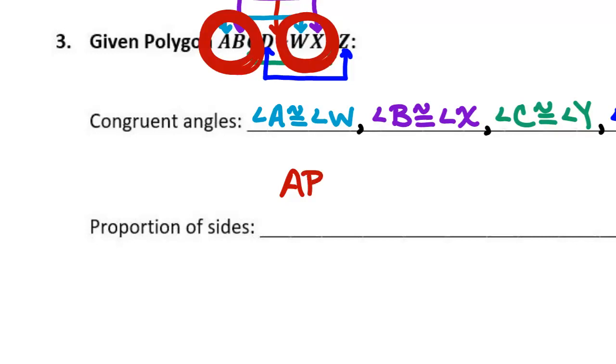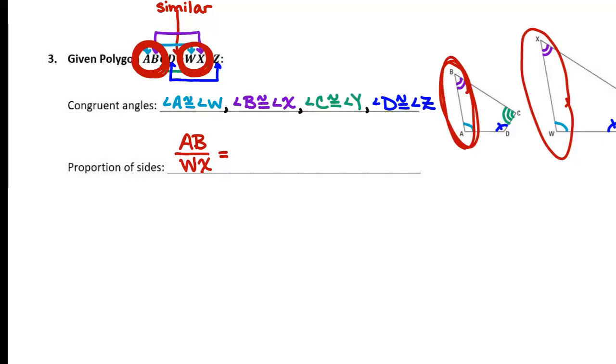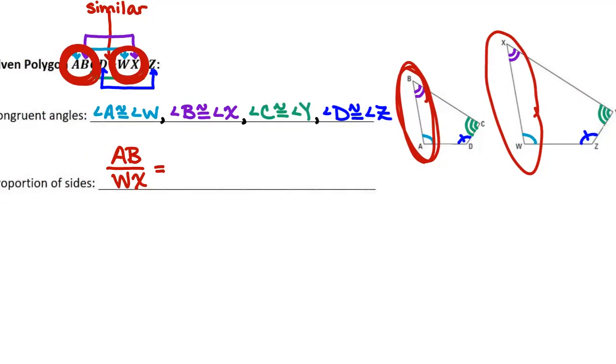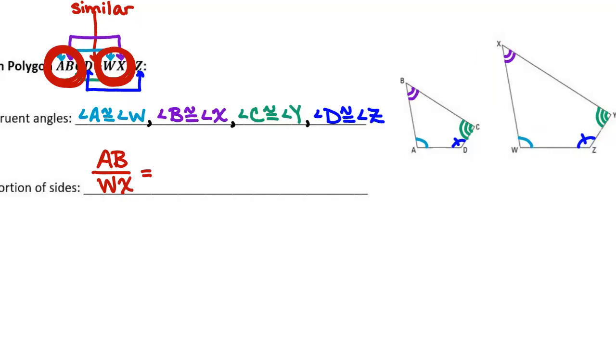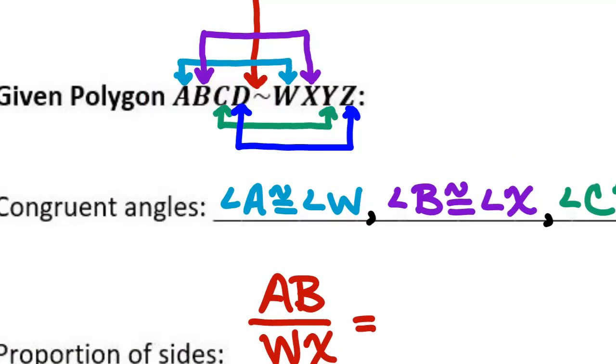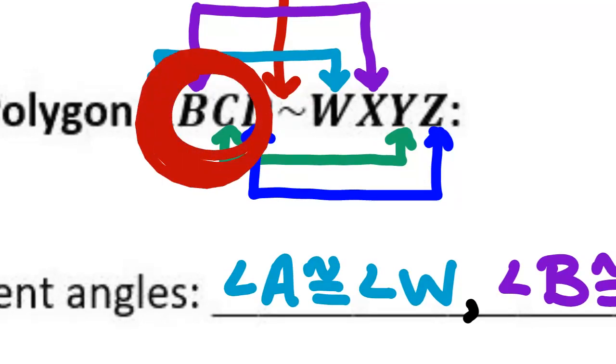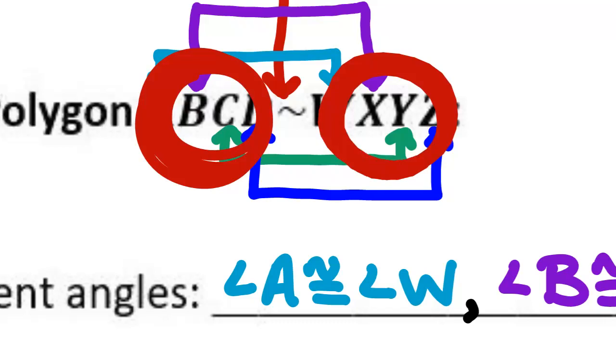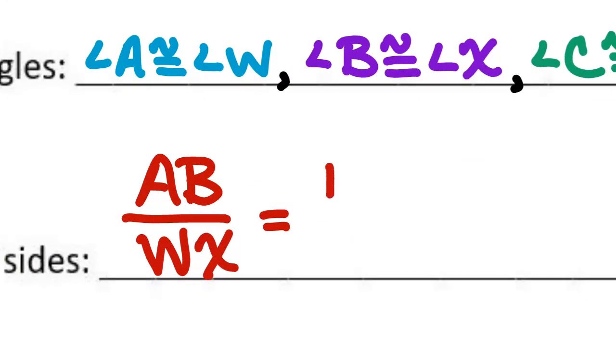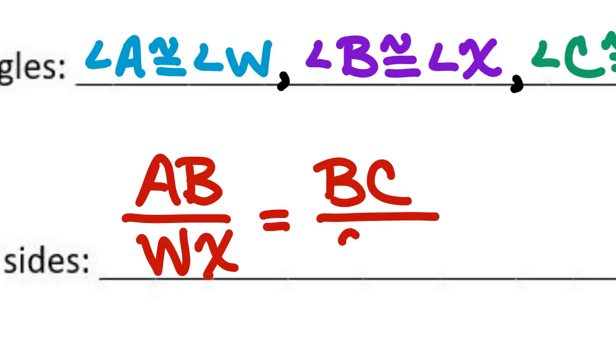So I would have AB over WX. Those sides are corresponding and therefore proportional to each other. That proportion is exactly the same as every other pair of corresponding sides. And again, I'm going to look at this similarity statement to figure out which sides are proportional. Middle two letters, BC. And then in my other name for my figure, middle two letters is XY. So BC over XY.